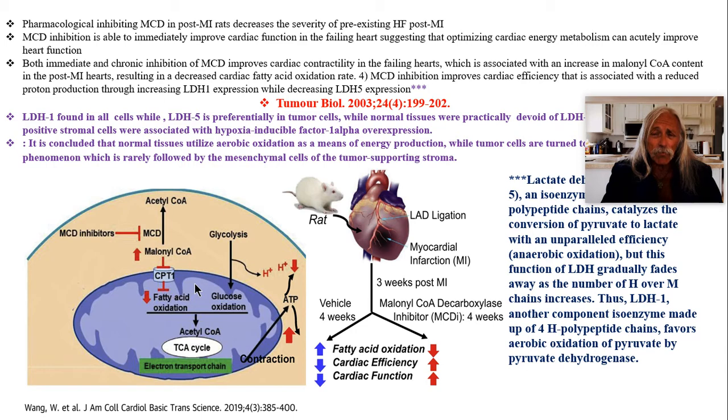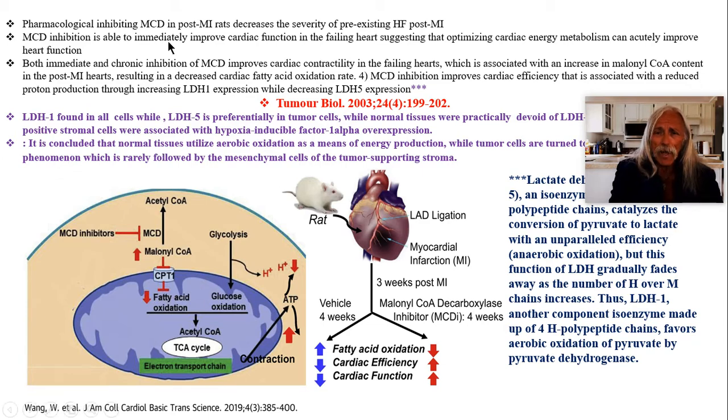MCD inhibition improves cardiac efficiency. Here's the physiology, or the correction of the pathophysiology. It improves cardiac efficiency that is associated with a reduced proton production through increasing lactate dehydrogenase isoform 1 activity after its expression from transcription, while decreasing an isoform of LDH called LDH5. Okay, now I want you to keep that in mind.